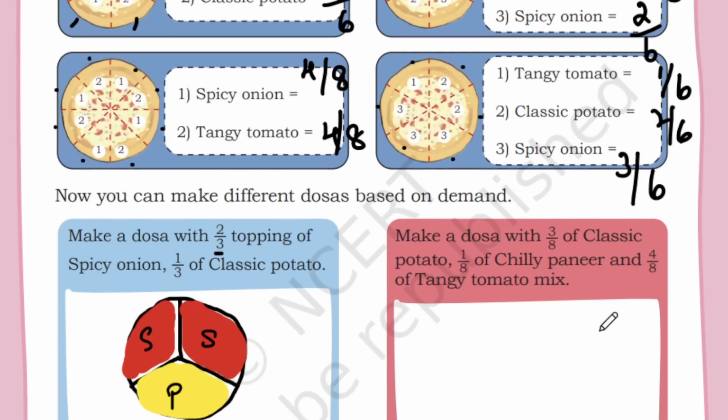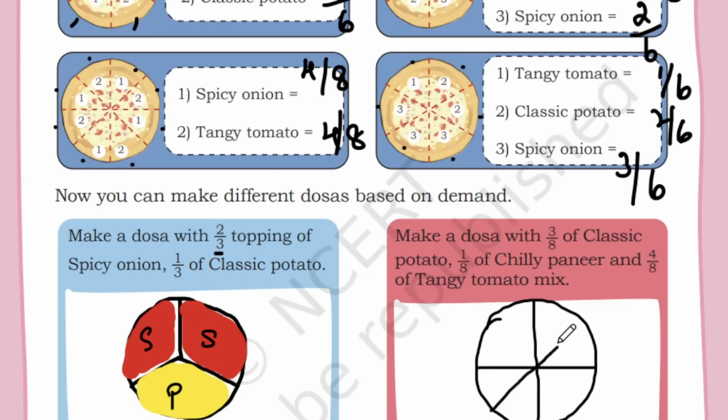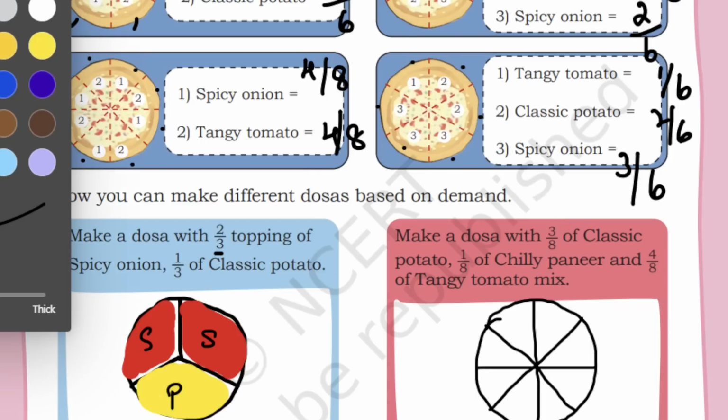Next, make a dosa with 8 pieces. First, its denominator is 8. You have to divide it into 8 equal parts. Always use your scale to draw the lines so that you get it easily. Okay, next we have 3 classic potatoes. Okay, 3 potatoes.